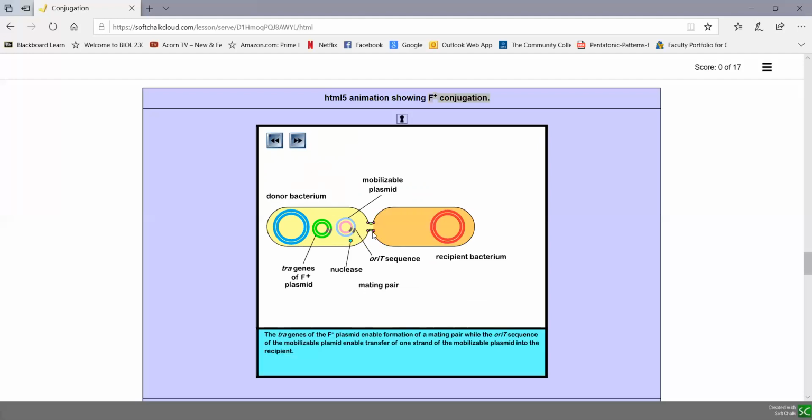So again, once the mating pair forms, because the F plus plasmid coded for the ability to make a mating pair, a nuclease can also split a strand of another plasmid coding for other traits, and that could be transferred to the recipient. So both with conjugative transposons and conjugative plasmids, that allows some mobilizable plasmids or mobilizable transposons to be transferred. And again, both bacteria make a complementary copy of that mobilizable plasmid.